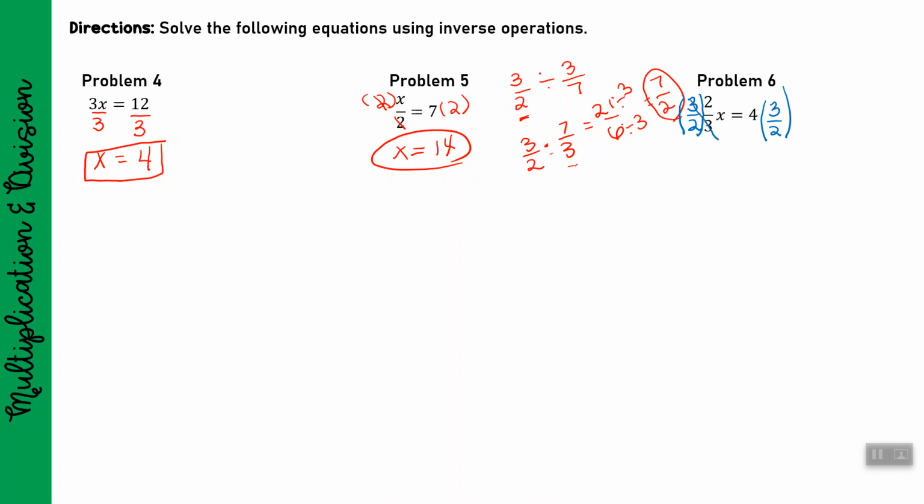So the 3's are going to cancel each other out. The 2's are going to cancel each other out. We're left with x equals. Now, multiplying fractions is probably the easiest thing that we can do with fractions. I'm going to make this a fraction by putting a 1 under it. Remember, fractions are just division. 4 divided by 1 is still 4. Multiply straight across. 4 times 3, I get 12. 1 times 2 is 2. But I need to simplify. Again, fractions are just division. I can actually just do 12 divided by 2, and I get 6.